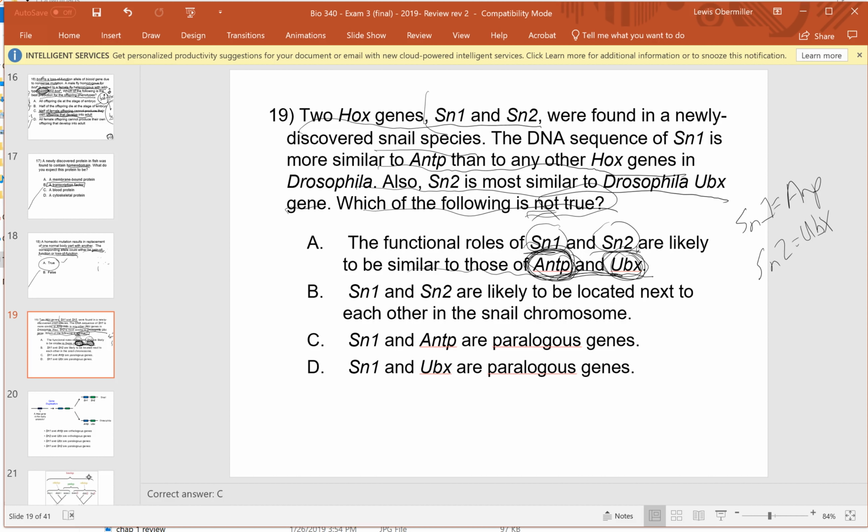All of these homeotic genes have similar sequences because of duplication events. So this is true. So it can't be that because it's not true. SN1 and SN2 are likely to be next to each other in the snail chromosome. So Antennapedia and bithorax are on the same chromosome, and so we would think that SN1 and SN2 would also be on the same chromosome, and so that would not be not true.